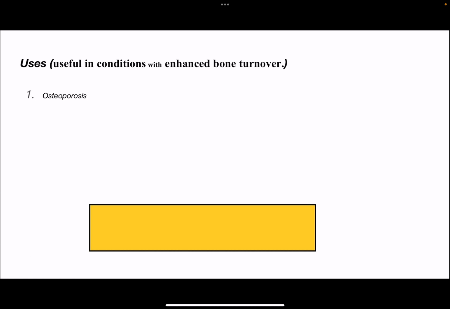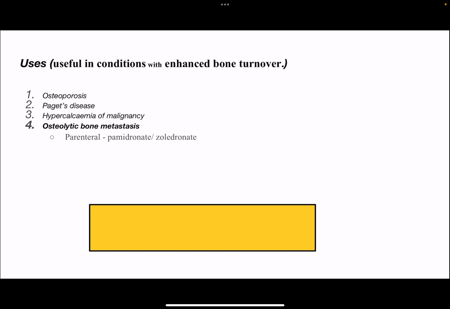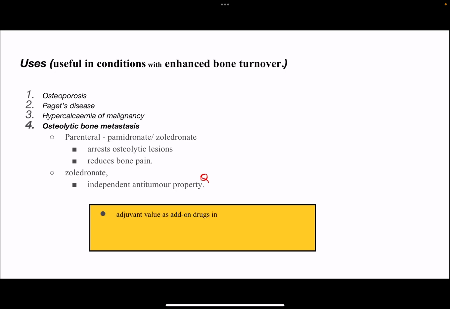Next we will have the last condition, that is osteolytic bone metastasis. In osteolytic bone metastasis, we use parenteral drugs such as pamidronate and zoledronate. Basically, it will have a similar effect to that in Paget's disease, where they are going to arrest the osteolytic lesions and reduce the bone pain. Zoledronate has one more important activity, that is it has anti-tumor property. So it has an adjunct role as an add-on drug in reducing breast carcinoma recurrence, as well as delaying skeletal abnormality in women with bony metastasis.